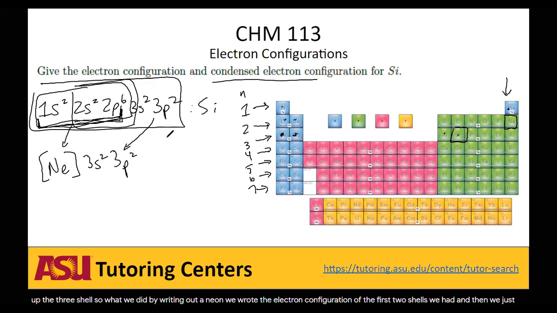Okay? So for condensed electron configuration, you write out the previous noble gas in these sort of brackets, and then you write out the electron configuration for that row afterwards, leading up to the element you're trying to write the electron configuration for. Okay? So using the periodic table is typically the easiest way to write out electron configurations, at least in my opinion.